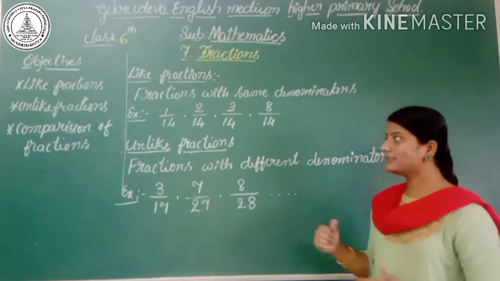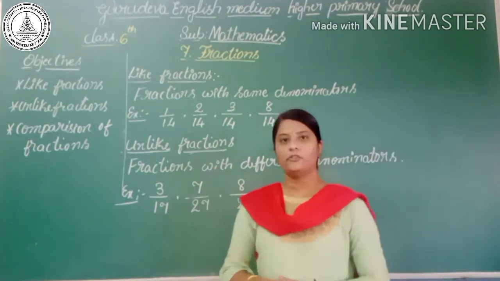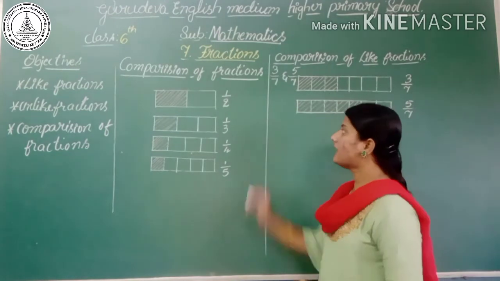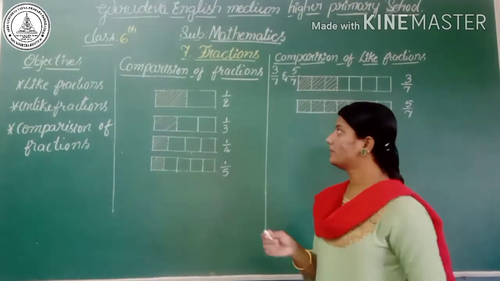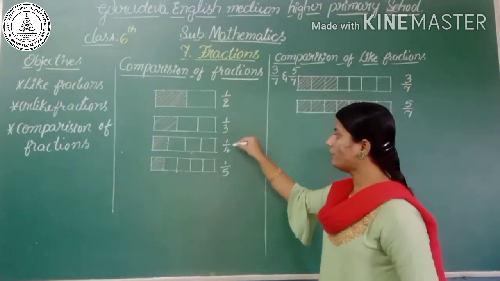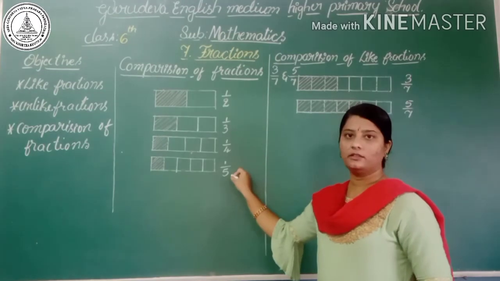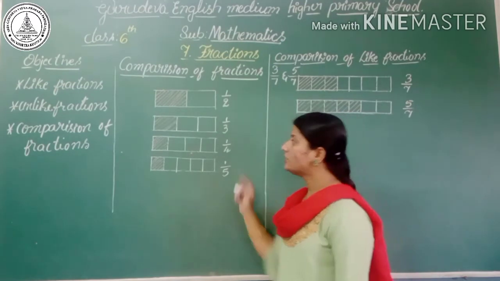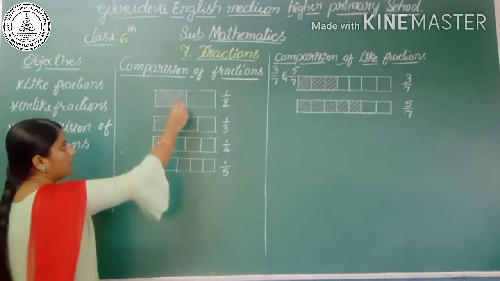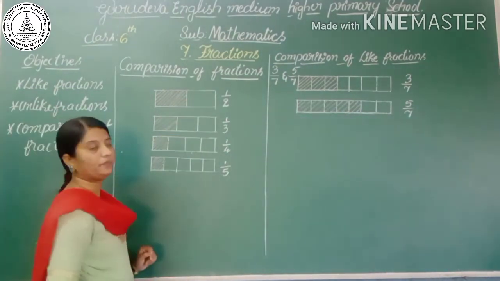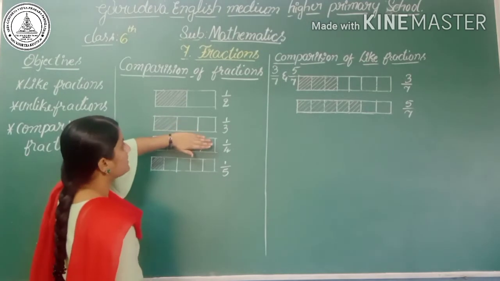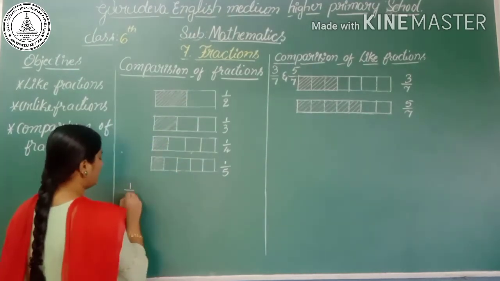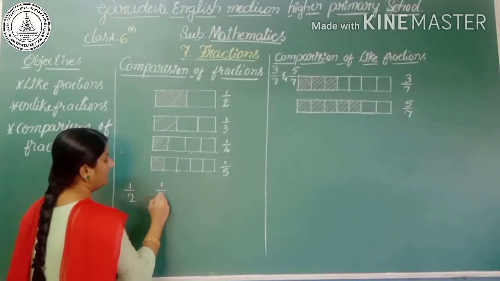Then let's go to the comparison of fractions. Observe these pictures. Here we have 1 by 2, 1 by 3, 1 by 4 and 1 by 5. Can you say which is greater? Compare 1 by 2 and 1 by 3. Which is greater of these two fractions?